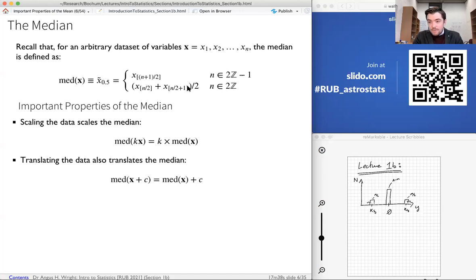Like with the mean, the median has a couple of important properties, and these are the same as the mean. So scaling the data by some constant x also scales the median, and translating the data also translates the median. Probably not terribly surprising.